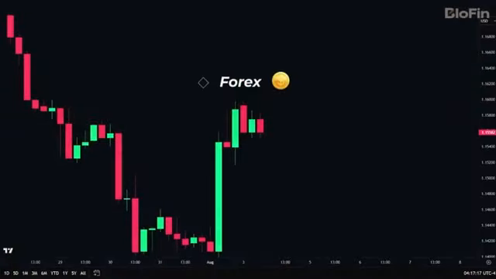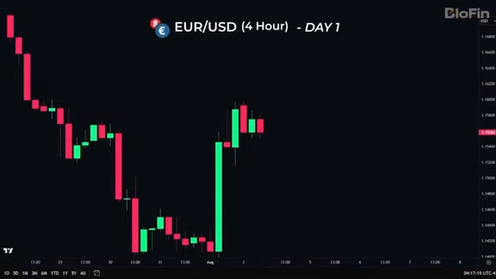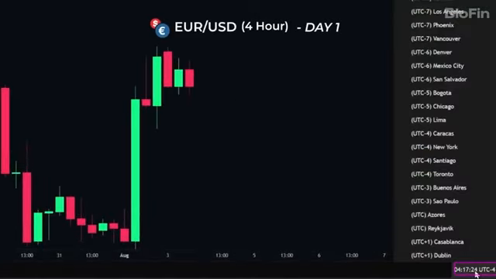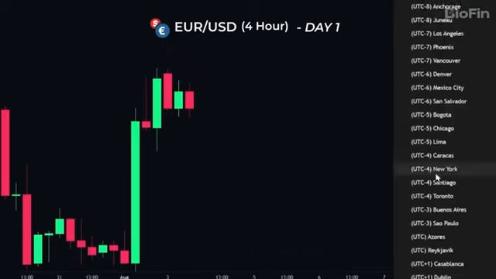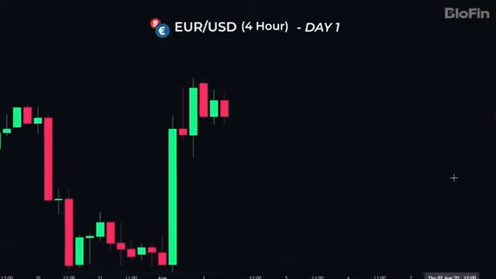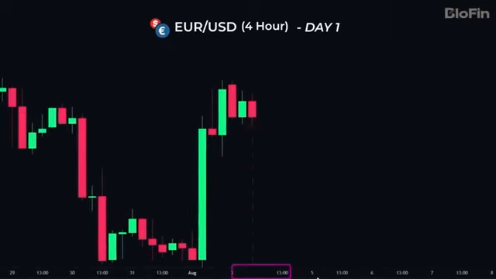So, let's see how the strategy performs on the Forex market. Here, I'm on the Euro-USD 4-hour chart. To apply the 4-hour range in Forex, it's the exact same process. Go to the time zone setting at the bottom right of the chart and select New York time. Then, find the first 4-hour candle that formed on the current date.